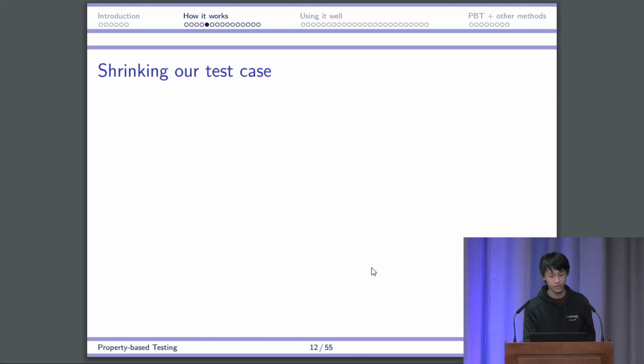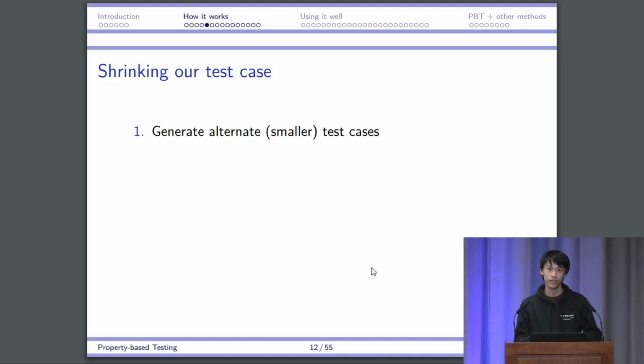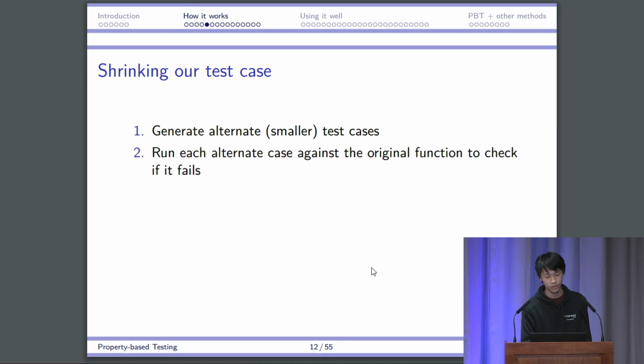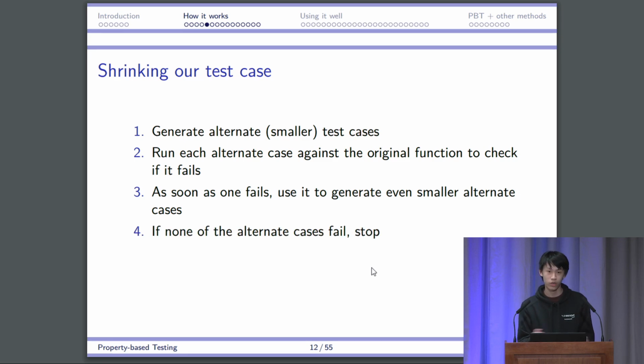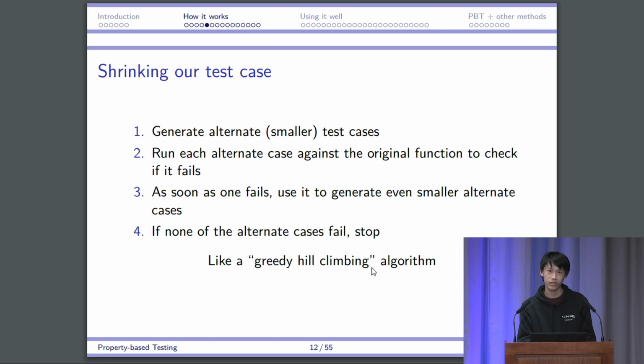And when we shrink our test case, essentially, what we're doing is we're generating alternate smaller test cases given a large one that's failed. We then run each alternate case against the original function to check if it fails. And as soon as we find one that fails, we use it to generate smaller alternate cases. And we keep doing this all the way down until we can't anymore, until all of the alternate cases don't break the code. And when that happens, we stop. And then we just give it back to the original developer, and hopefully it's small enough. So you can think of it kind of like a greedy hill climbing algorithm or a greedy tree search algorithm.